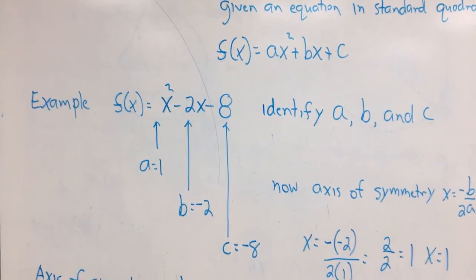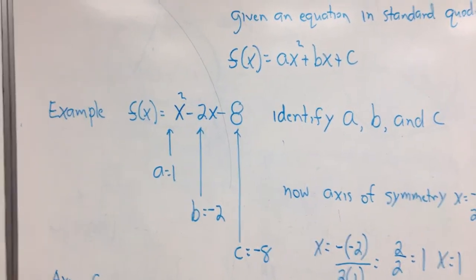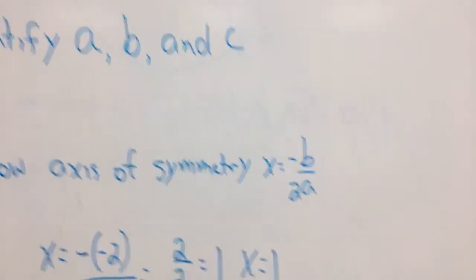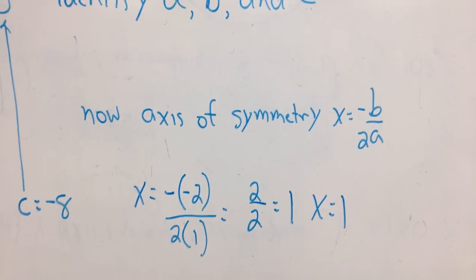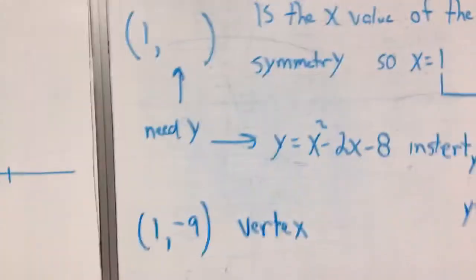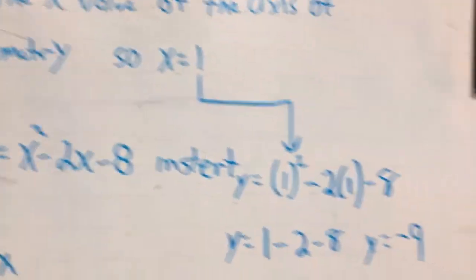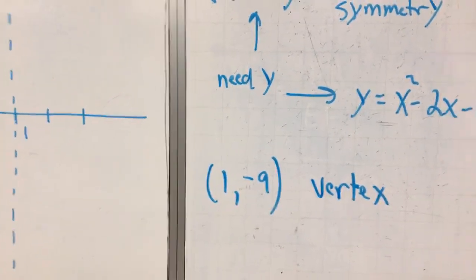I gotta start re-emphasizing that standard form thing. Identify your A, B, and your C. You only really need the A and B to get the axis of symmetry. And that formula, man, you gotta have that. You got to have that, okay? Plug them in, take that x value, plug it into your original equation to find the y value. You found the y component of the vertex, you found the x component of the vertex, boom, there's the vertex.